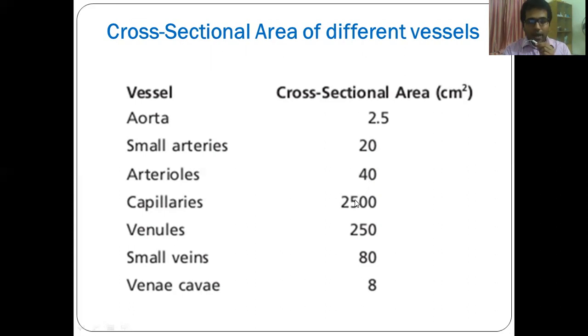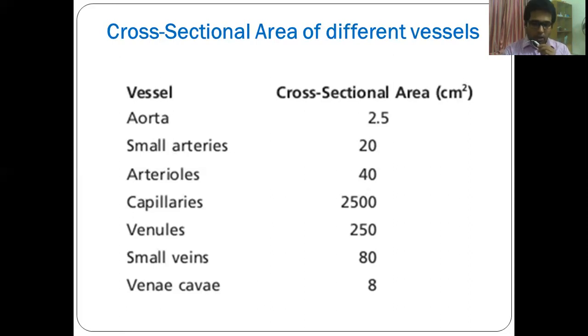Okay, and you also observe that from the venous end of the capillary, as you approach towards the heart, the cross-sectional area gradually decreases. In the venules, it is 250. In the small veins, it is 80, and in the vena cava, it is 8. That means cross-sectional area decreases as you approach toward the heart. So the velocity will increase as you approach towards the heart.